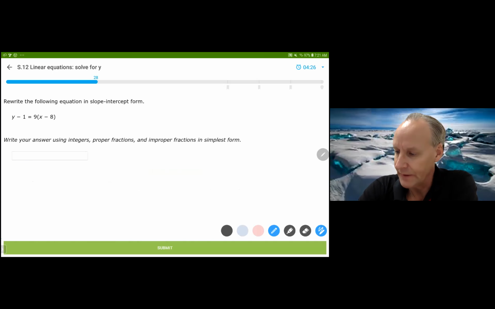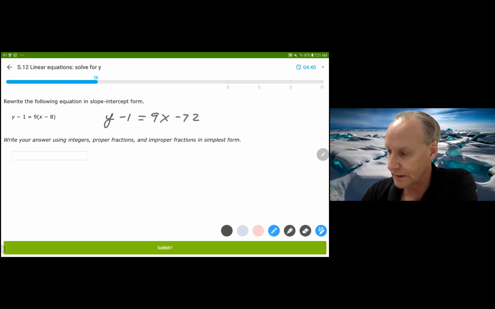I'm going to write it up a little higher this time. This time it's in point slope form, and I hope you'll try it out yourself. This is y minus 1 is equal to 9x minus 72. We're going to add 1 to both sides, and we're going to get y equals 9x minus 71. So there's our slope-intercept form. Here's our point slope form.